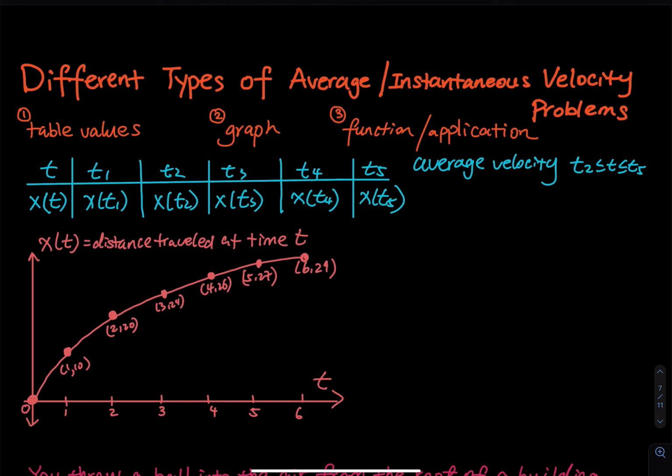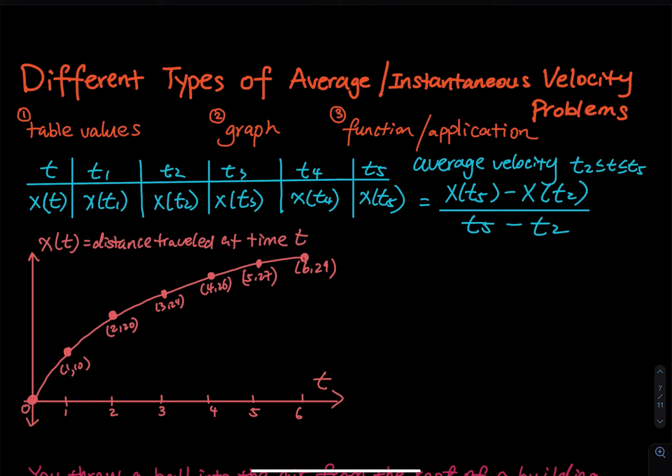And then they ask you for an average velocity problem. Let's say we're finding the average velocity, and the time interval is between t2 and t5. What you have to do is just follow the formula. Average velocity is just like finding the slope of a straight line, which is y2 minus y1 divided by x2 minus x1. That equals x of t5 minus x of t2, divided by t5 minus t2. So that is the first type. All you have to do is grab two points and then subtract them.